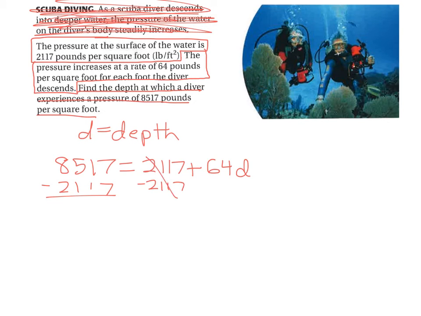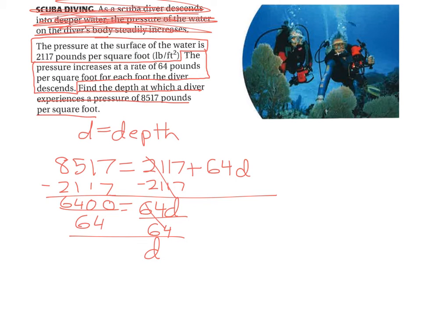Now, here we're going to cancel, and I'm going to have to do some subtraction here. That's going to give me 0. 1 minus 1 is 0. 5 minus 1 is 4, and we get 6,400 equals 64D. Got one last inverse operation to do. I'm going to divide, and D equals 6,400 divided by 64 gives me 100. So at a depth of 100 feet is where the pressure will be 8,517 pounds per square foot.